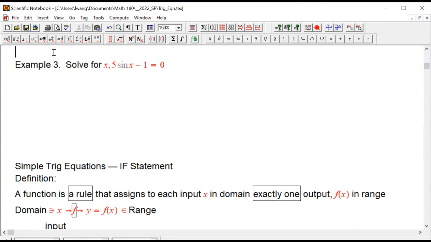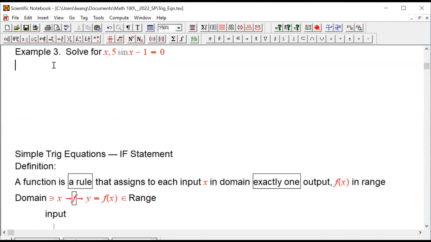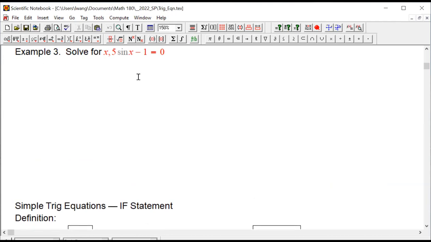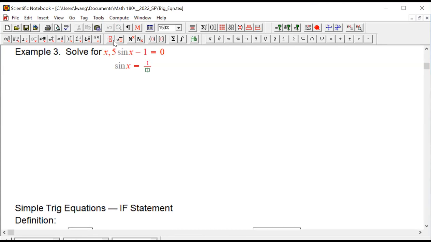How do we solve this one? Well, we can work algebraically to make it a simpler function. So that's sine x equals 1/5, adding 1 on both sides and dividing both sides by 5. So this is a simple trig equation, and once we get it, we can use the previous method to solve it. But the question here is that it is not a special angle. Do we have a solution?